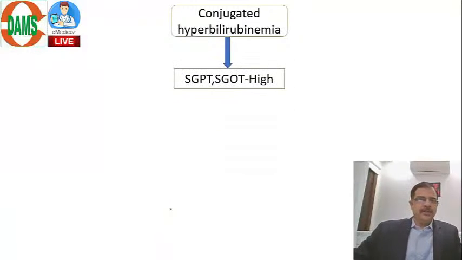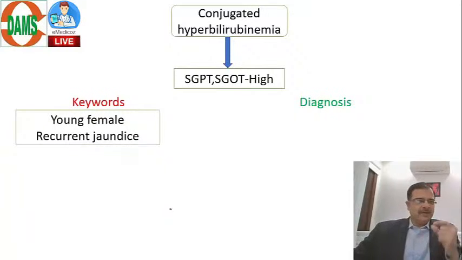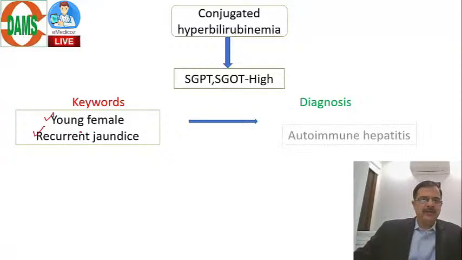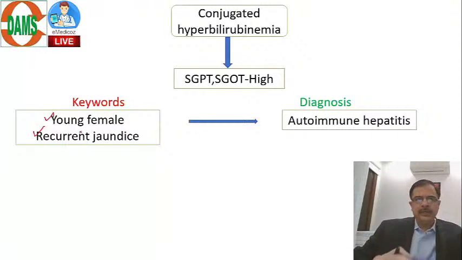Now, conjugated hyperbilirubinemia, SGPT, SGOT are high. Now, look for the keyword in a lengthy, long stem question. If it is written as young female, recurrent jaundice is being mentioned. Recurrent jaundice means jaundice is coming, hepatitis is happening every year, sort of thing is given. So recurrent jaundice, young female, always go for a diagnosis of autoimmune hepatitis. Autoimmune hepatitis.